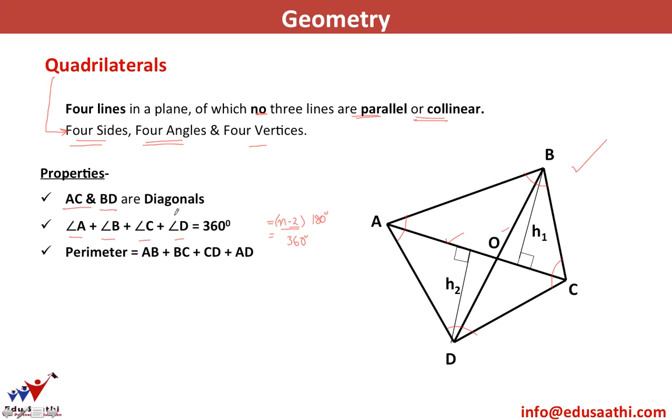The perimeter would be given as the sum of its sides. So AB plus BC plus CD plus DA would give me the perimeter of this quadrilateral. To find out the area, I can split it into two triangles by taking a diagonal. If I take AC as the diagonal, the area of the first triangle will be half into AC into H1, which is the height drawn from the opposite vertex. For the second, it will be half into AC into H2. So combining, I get half into AC into (H1 plus H2).